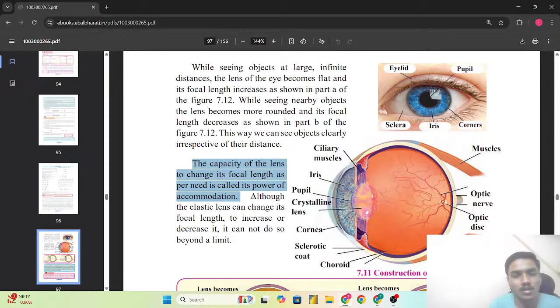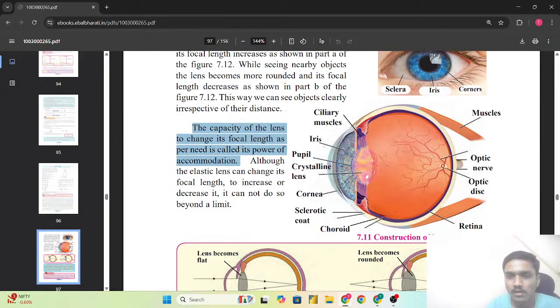This may be asked. So, although the elastic lens can change its focal length to increase or decrease it, it cannot do so beyond a limit. मतलब एक लिमिट तक की फोकल लेंथ जो है वो एडजस्ट हो सकती है या तो डिक्रीज और इंक्रीज हो सकती है डिपेंडिंग ऑन द हाउ द लाइट कमिंग फ्रॉम दैट डिस्टेंट ऑब्जेक्ट्स और नियर बाय ऑब्जेक्ट्स.